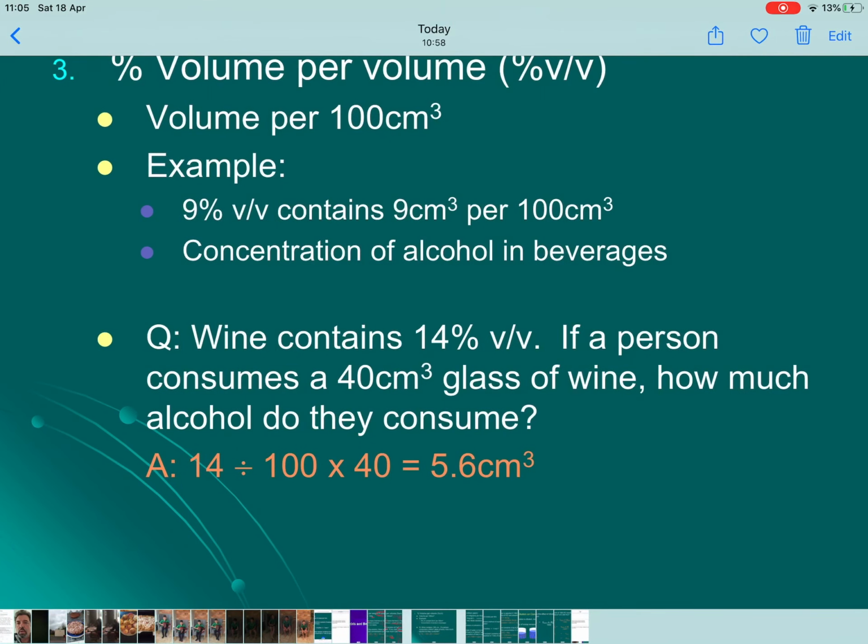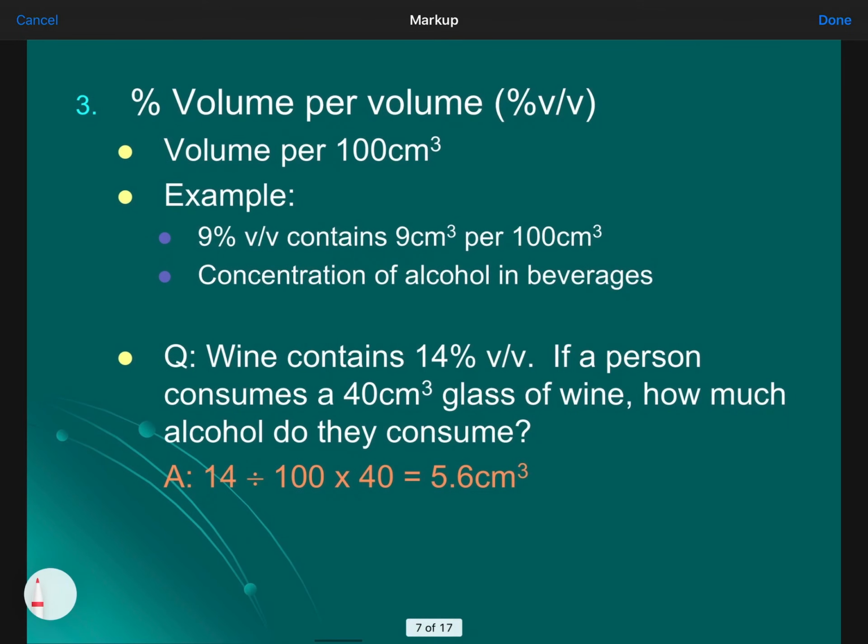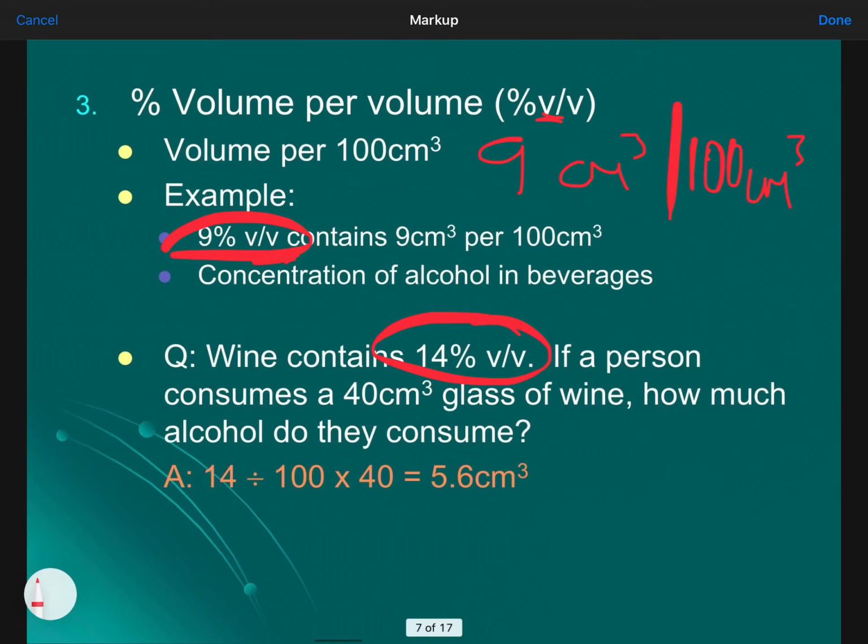So that's done. Now, the next one that we're going to do is percentage V by V. Now, V by V is generally for alcoholic drinks or something like that. So if you saw 9.9% V by V, what does that mean? It means 9.9 cubic centimeters, because V is volume, always in 100 cubic centimeters, okay? Now, if you saw a bottle of wine, 14% V by V, write down for yourself, what does that mean? It means that you have 14 cubic centimeters in 100 cubic centimeters. So if I drank 100 cubic centimeters of this wine, I would be drinking 14 cubic centimeters of ethanol, okay?